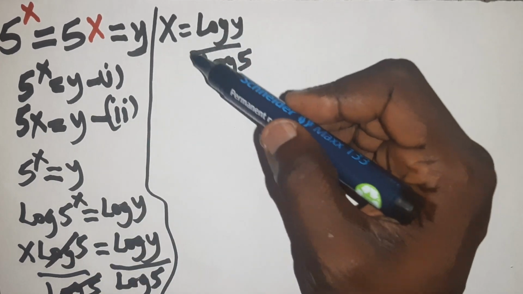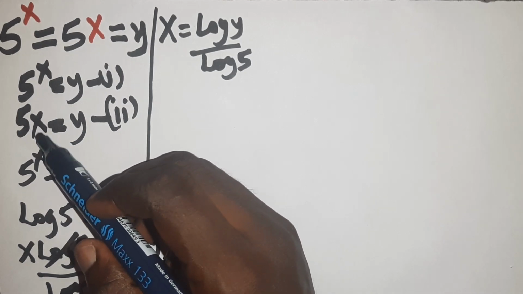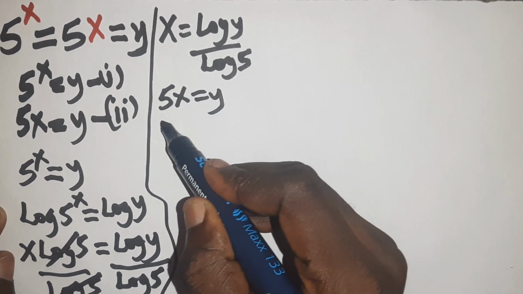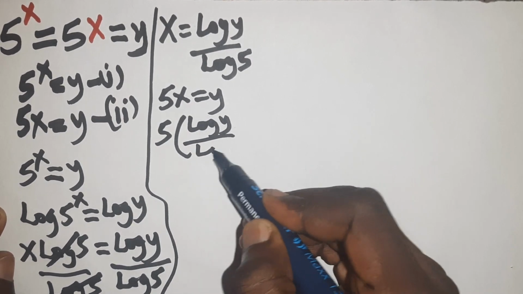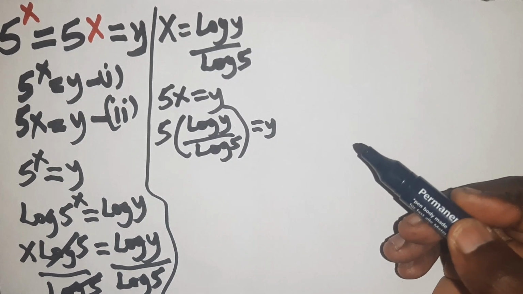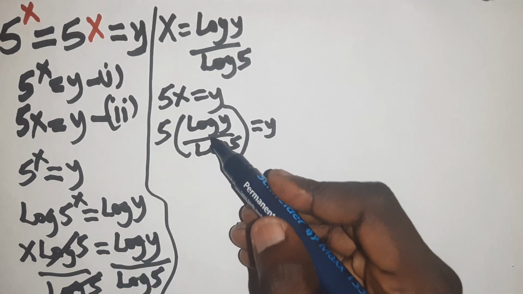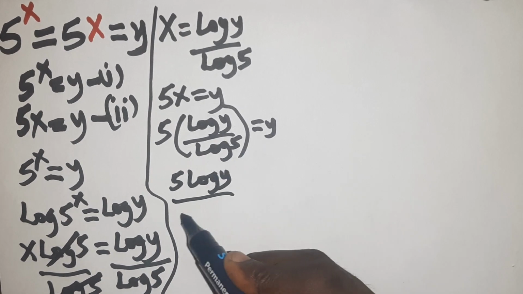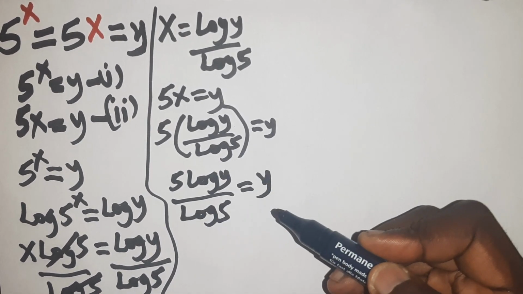So since x is log y over log 5, I'm fixing log y over log 5 for x in equation 2 here. So let me write out equation 2. So 5x equals y. So it will now be 5 into bracket log y over log 5 equals y. And then I will open the bracket. 5 times everything in the bracket, that's 5 times log y. It gives me 5 log y over log 5 is equal to y.